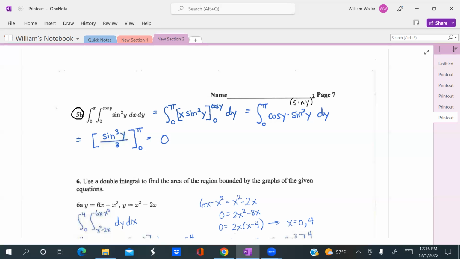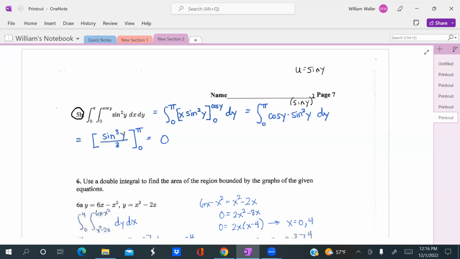Of course, the anti-power rule means we would add 1 to the exponent and divide by that new exponent. Unfortunately, this is not just the variable squared, right? We have this expression squared. So to simplify this integrand, let's do a substitution. What we're going to do is let u be sine of y, right?